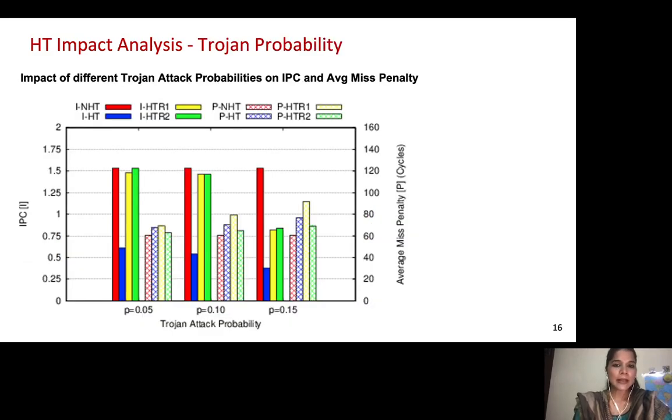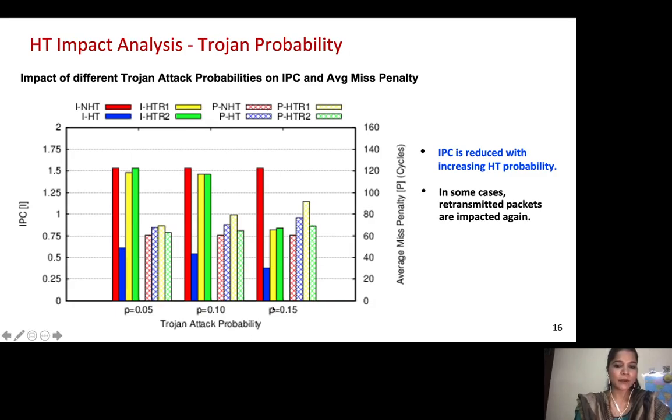We have also analyzed and tried to capture the HT impact by varying the Trojan probabilities, and here we can see that as we increase the HT probabilities, IPC is further reduced. In some cases, for P equal to 0.15, we can see the number of retransmitted packets again got lesser, because the retransmitted packets are impacted again by HT. And retransmission efficiency is limited by the Trojan attack probability.